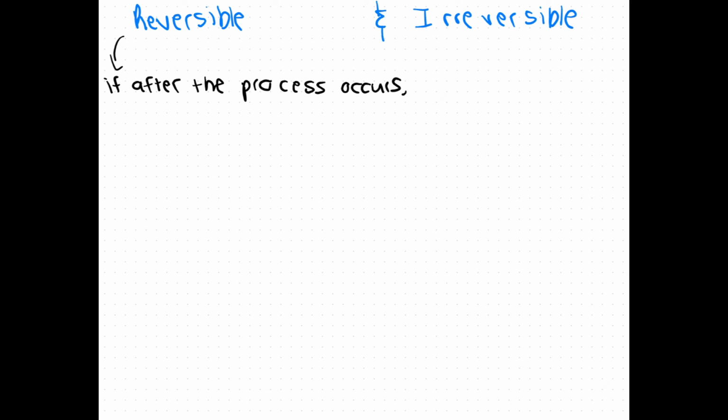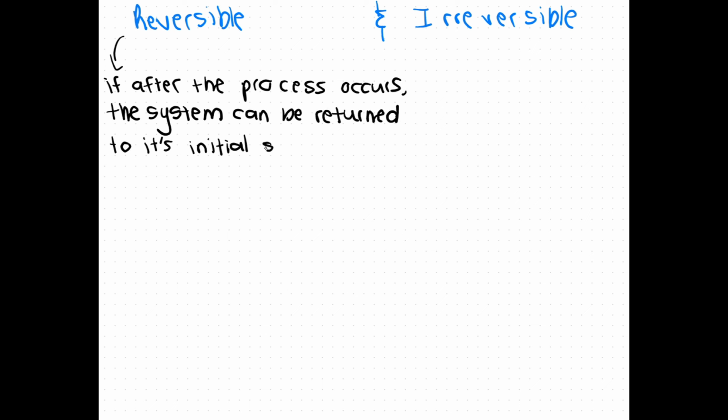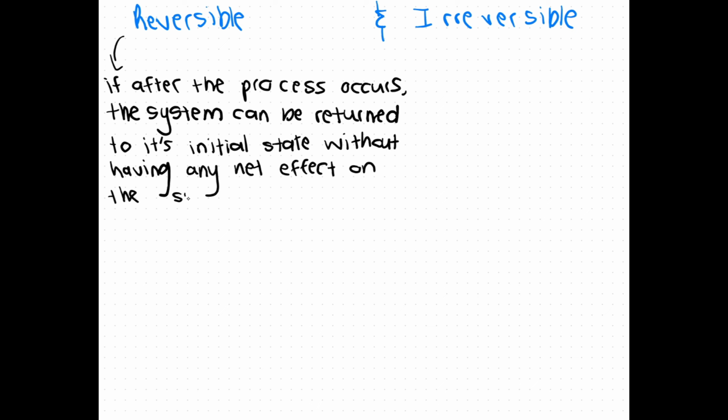Before we look at the different elements, we first need to look at reversible and irreversible processes. A process is reversible if after the process occurs, the system can be returned to its original state without any net effect on the surroundings. A real-life process can never be reversible. It is just an idealization to help with calculations.